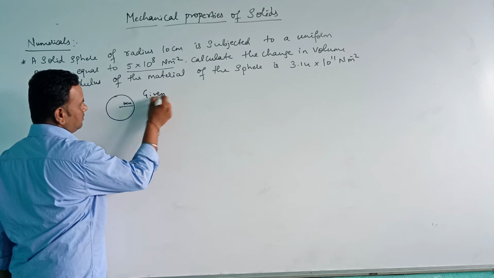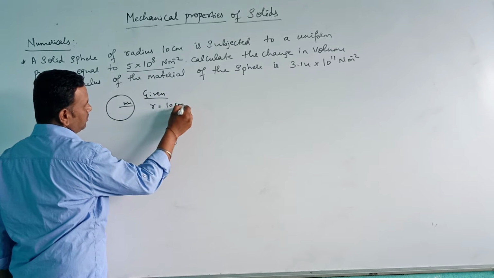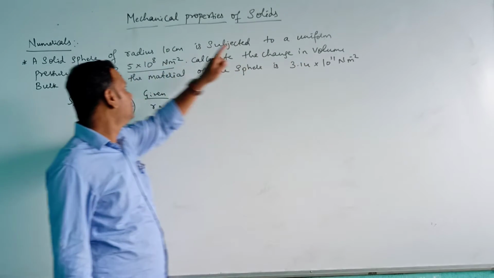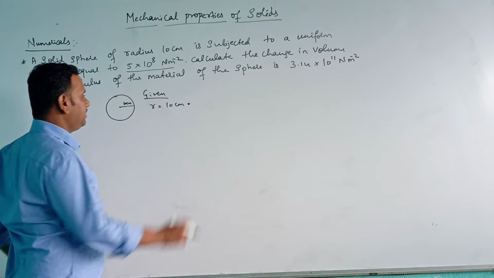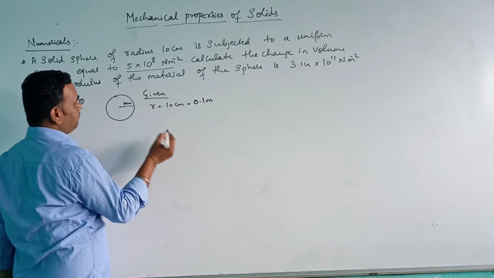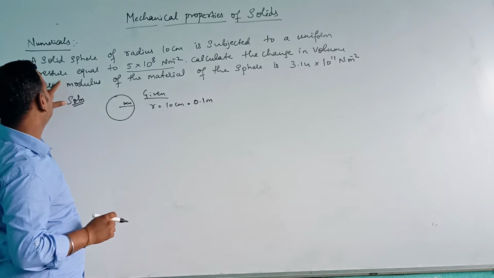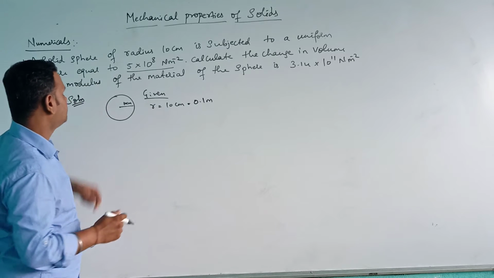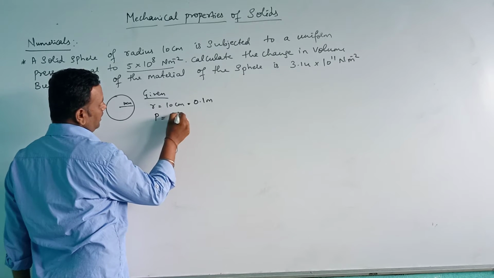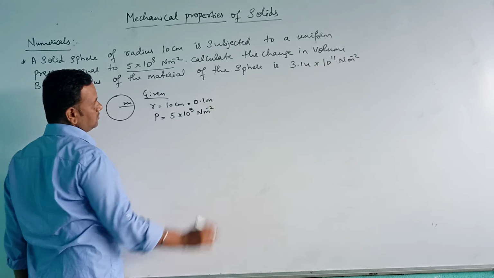So the given data: radius is equal to 10 centimeter. Basically, all the data should be in standard units, so we are converting this 10 centimeter into meter. That is, we can write it as 0.1 meter. And it is subjected to a pressure, so pressure means P, P equal to 5 into 10 to the power of 8 Newton per meter square.